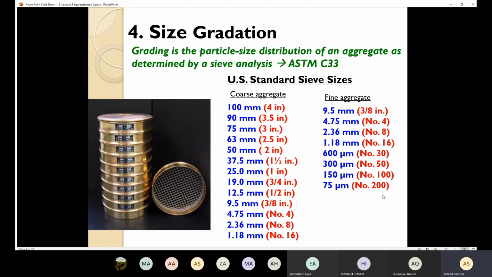And in order to evaluate the fine aggregate, we are going to use those sieves. We are going to start with the 3/8-inch sieve up to sieve number 200. In the lab, last Thursday, we used this sieve, this one, this one, this one, and that one, in order to conduct the sieve analysis for the coarse aggregate. Okay, and also you can determine the sieve analysis for the fine aggregate using those sieves.